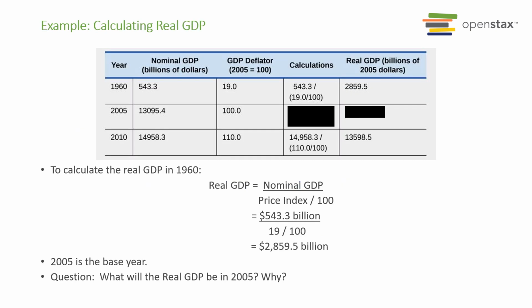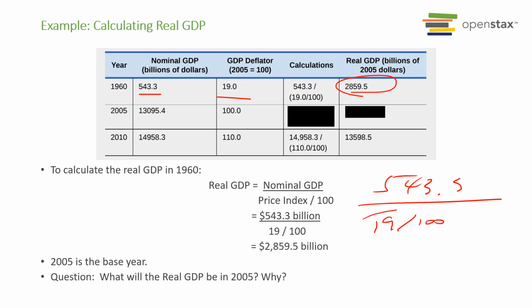All right, so we have an example here. In 1960, your nominal GDP is 543.3. The GDP deflator is 19, and I'm looking for how much our real GDP is. So this is the formula: real GDP equals nominal GDP, 543.3, divided by the deflator 19 over 100, right? So guys, remember, do this part first. Do the 19 divided by 100, and then use 543 divided by whatever the deflator over 100 is.